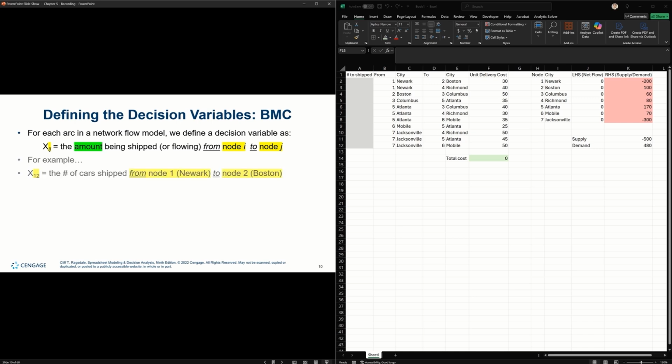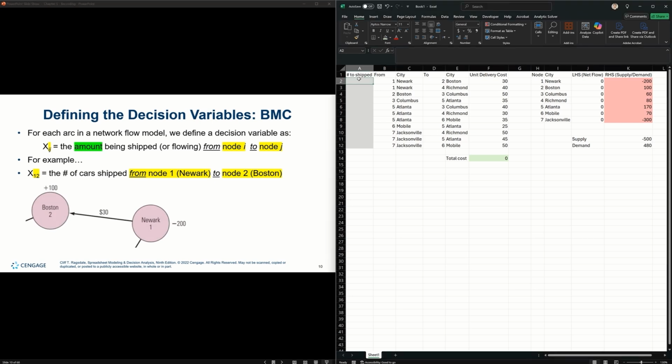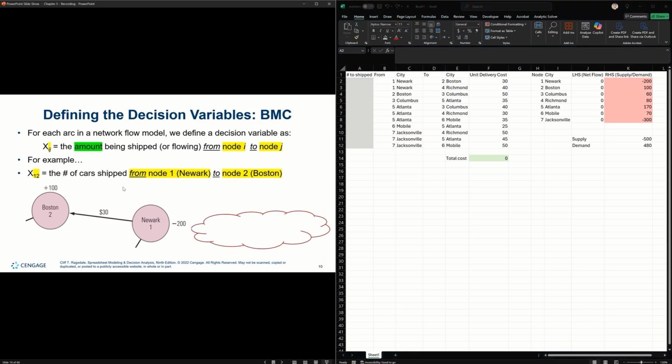So for example, X1,2 in this case would be the number of cars to be shipped from node 1, which is Newark, to node 2, which is Boston, right? And this is how it looks. This is going to be the number of cars that we're talking about, this cell right here, okay? And that way, the number of arcs determines the number of variables, all right?